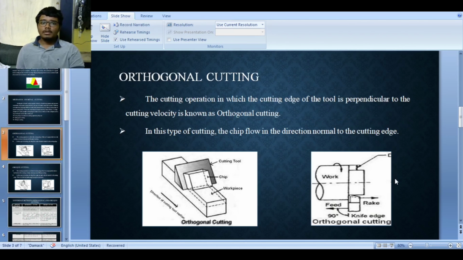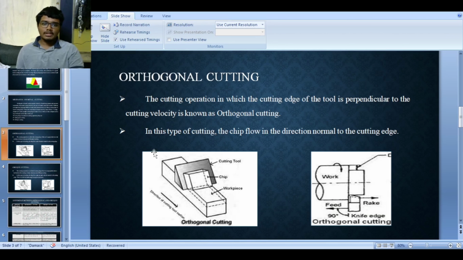Orthogonal cutting. The cutting operation in which the cutting edge of the tool is perpendicular, that is 90 degrees, to the cutting velocity is known as orthogonal cutting. In this type of cutting, the chip flows in the direction normal to the cutting edge.